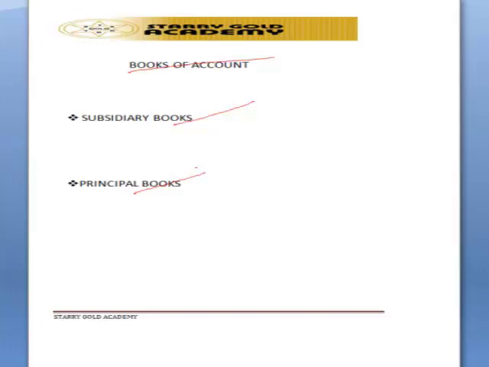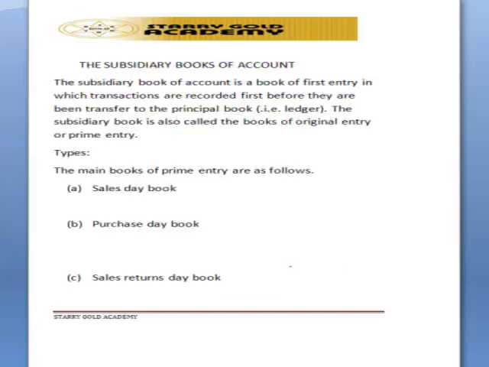The subsidiary books are sometimes referred to as the books of prime entry, or what we call the books of original entry. But before we look at the principal book, which is the ultimate book, we must look at what we mean by the subsidiary books of account. So let's go in by looking at the subsidiary books of account.